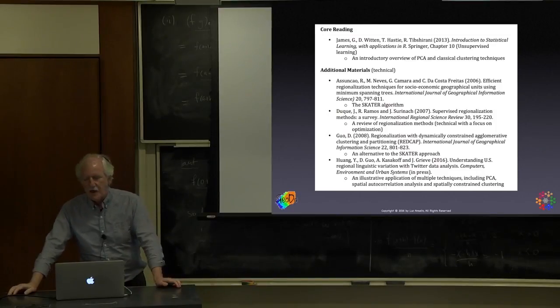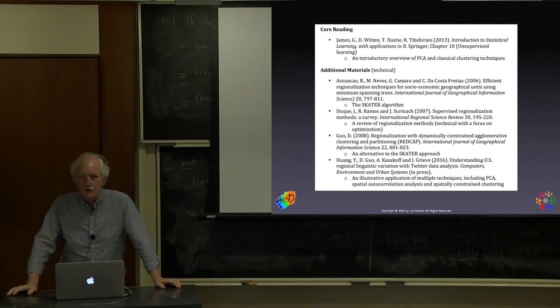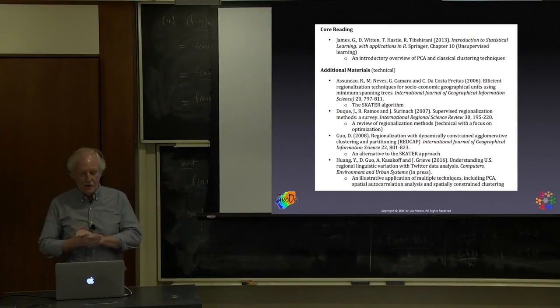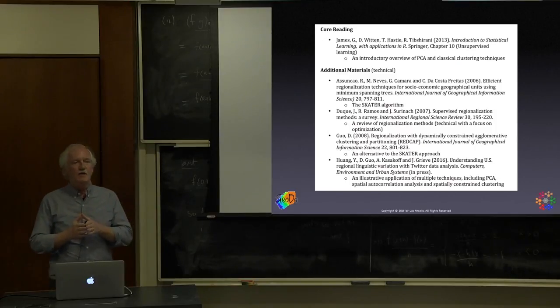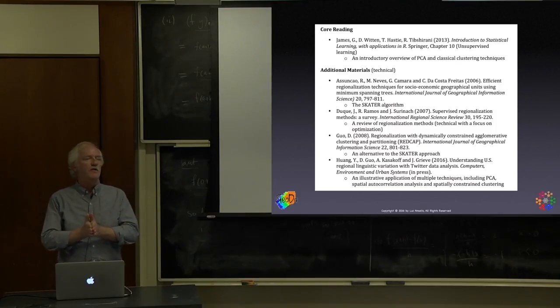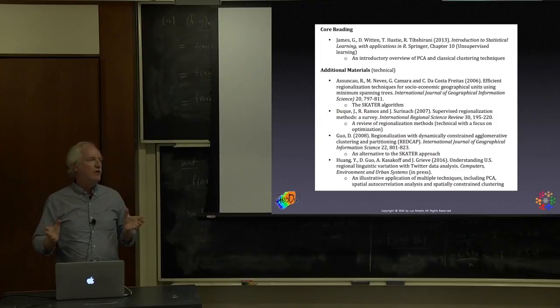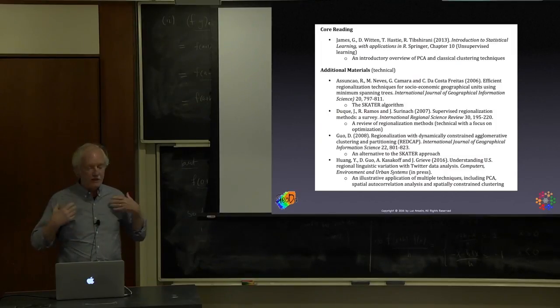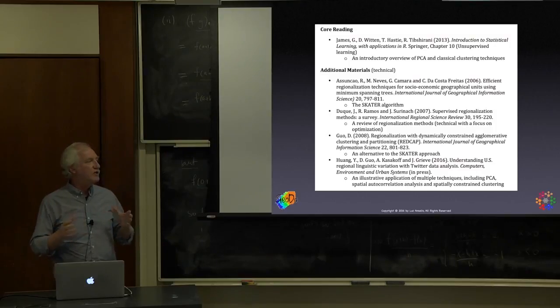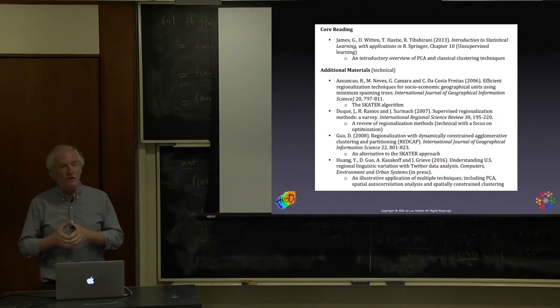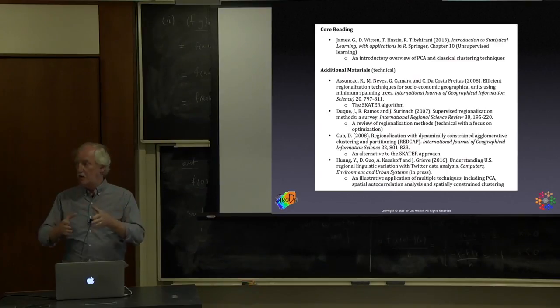And I particularly like the chapter that deals with principal components and cluster analysis. It's very readable. Then the other materials are much more technical, and they deal very specifically with spatially constrained clustering. One of the things we're going to see today is that traditional multivariate clustering doesn't deal with location. And oftentimes, or at least from my perspective, this is about spatial data. We're interested in clusters that make sense spatially, geographically. So in addition to being similar in a multivariate sense, which is the standard approach, they also have to be similar in a geographical sense.